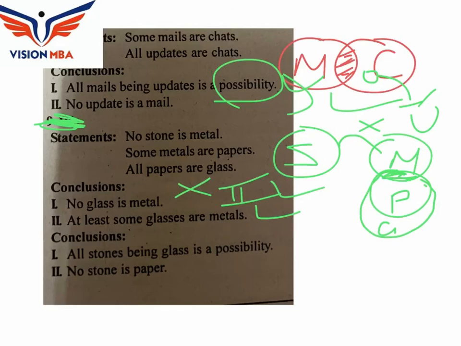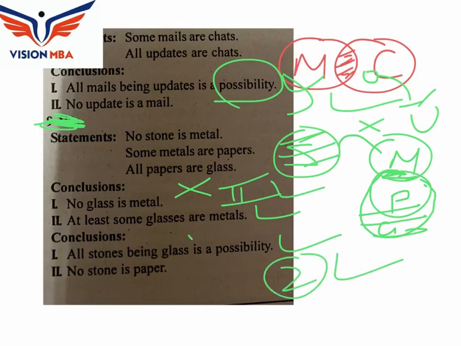But do not get confused. You must be thinking that none of the metals are stone, so how can all stones be glass? Of course, I can say that this part of the stone can be somewhere here. So this is a possibility. So of course one follows. No stone is a paper, as per the diagram. Yes. So here both the conclusions follow.